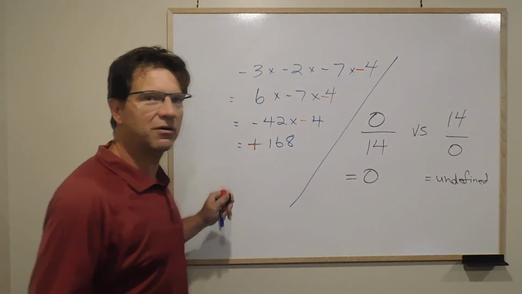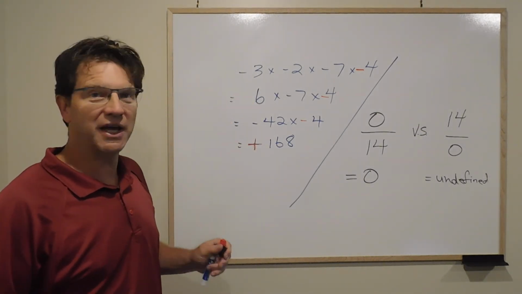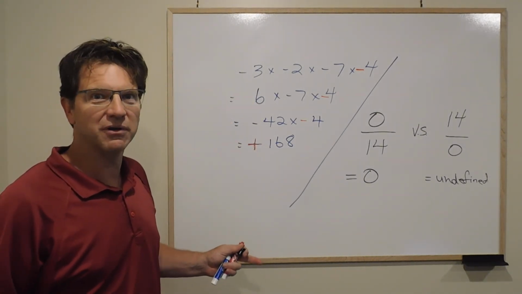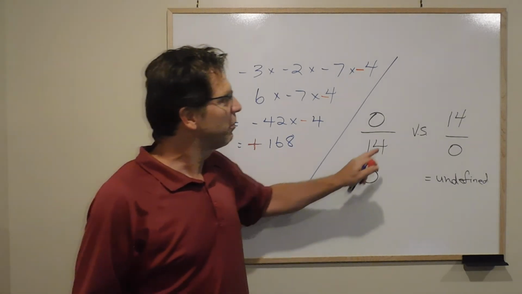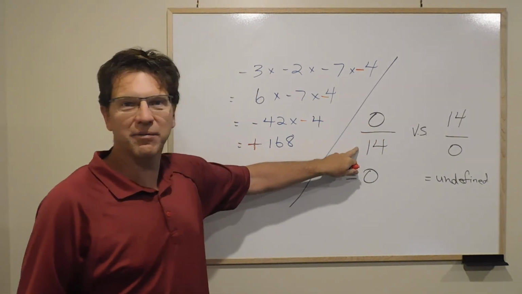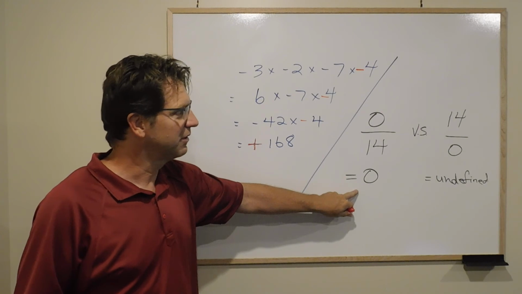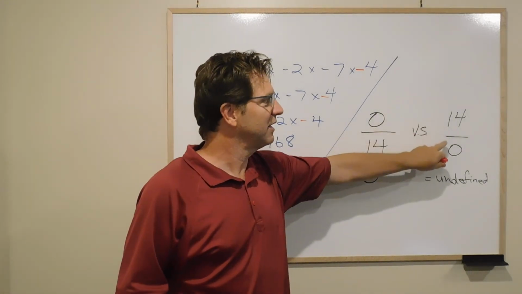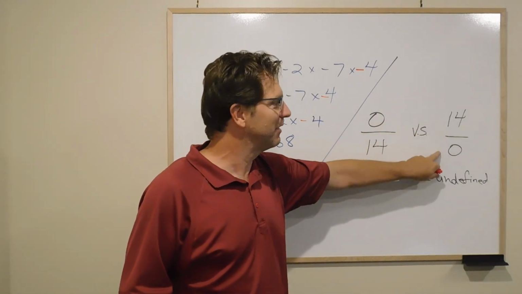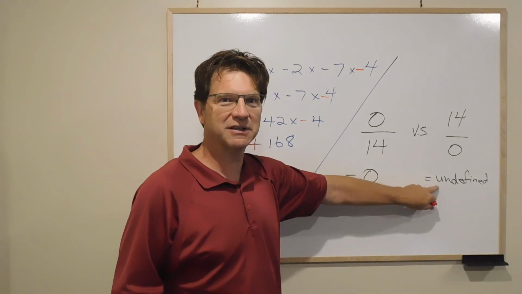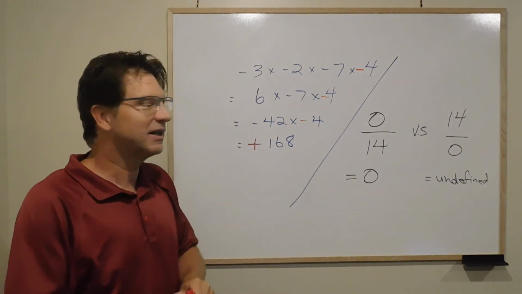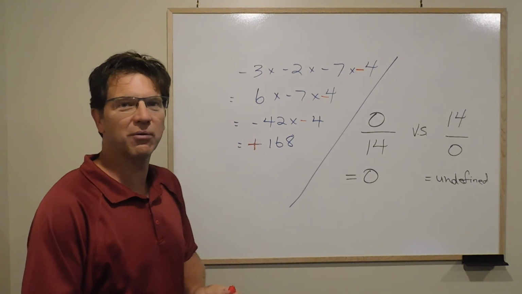Now your calculator won't say undefined. Your calculator will say error because it doesn't have another option programmed into it. But if I have 0, I can divide it by anything and get 0. If I have 14 or any number when I divide by 0, I do not get an answer because it's undefined. Okay? So just a little extension to what we've been talking about, just a little reminder when you get into doing some division.